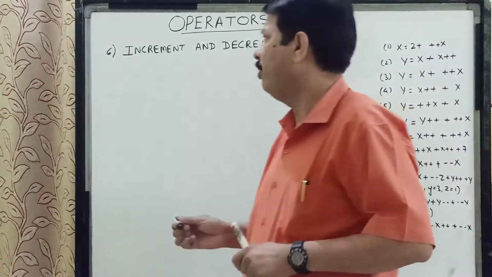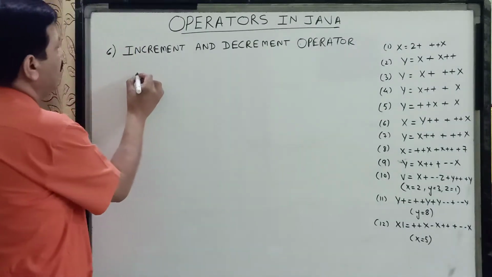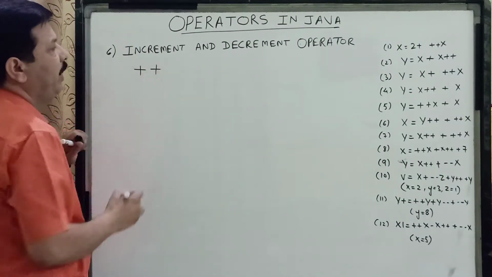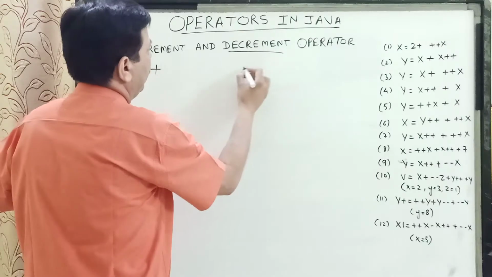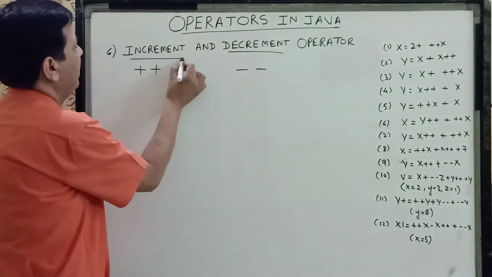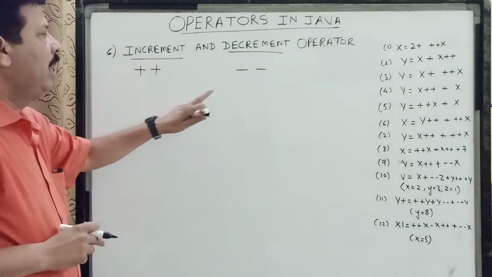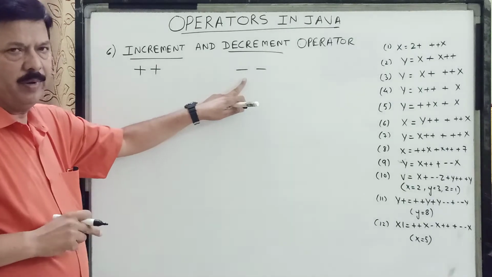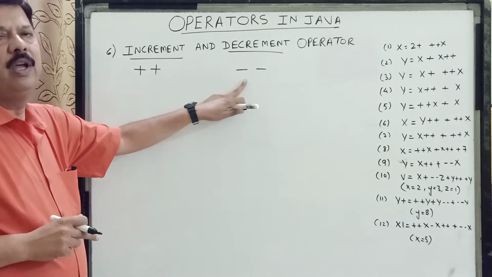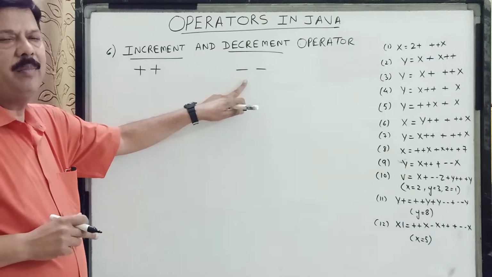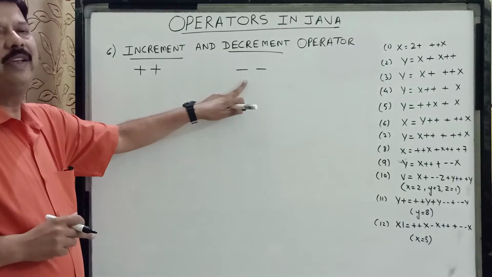Now children, if you see, the increment operator is the plus plus operator and the decrement operator is the minus minus operator. This is an increment operator and this is a decrement operator. And children, this is a unary operator. Unary operator means that this works on a single value.